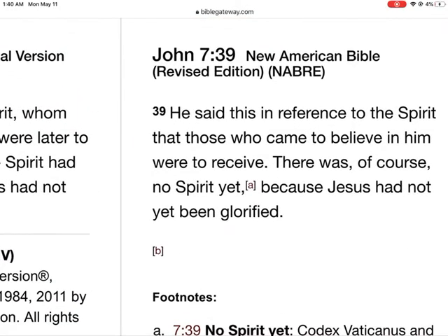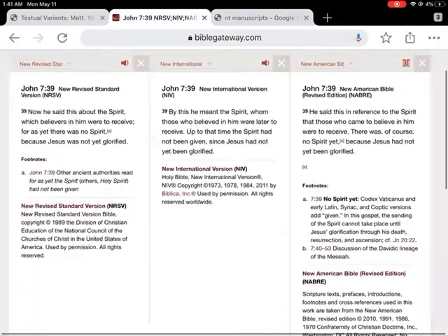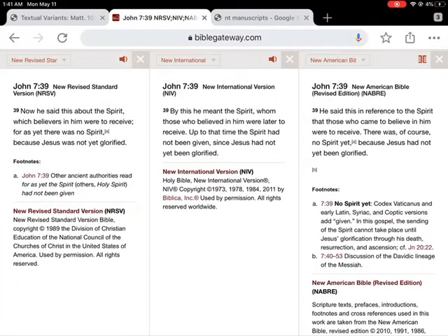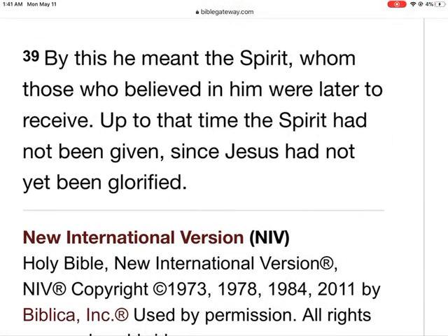Let's see what the NABRE says. "He said this in reference to the Spirit that those who came to believe in him were to receive. There was, of course, no Spirit yet, because Jesus had not yet been glorified." And so both the NABRE and the NRSV say that there wasn't the Holy Spirit before Jesus was glorified. But that creates some questions, because the Old Testament mentions the Holy Spirit. And so the NIV, this is an example of theological editing, changed the wording so that it sounds like the Spirit existed but just hadn't been given.